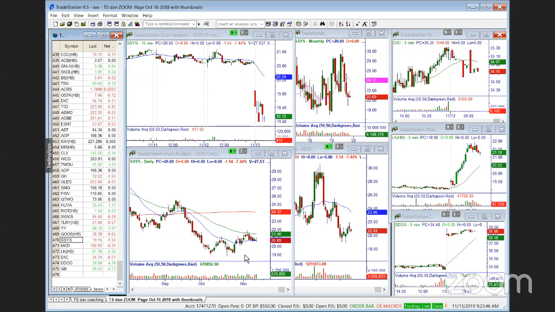SSYS down to 19. That's a bearish gap. 30-minute low. Let's keep an eye on that.